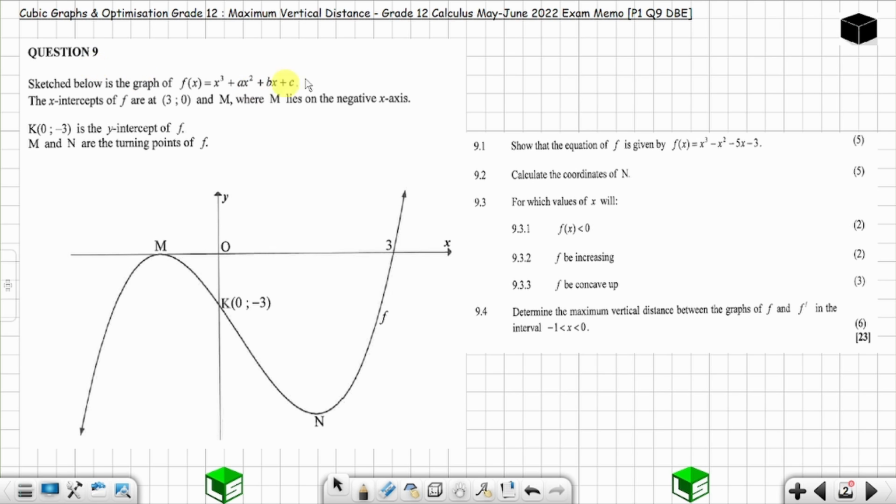Question 9 from May-June 2022. You have 4 questions to solve. On 9.3, you have 3 sub-questions. The total is 23 marks. Let's get started on the next slide.